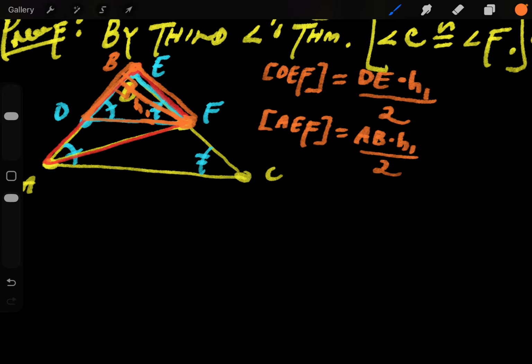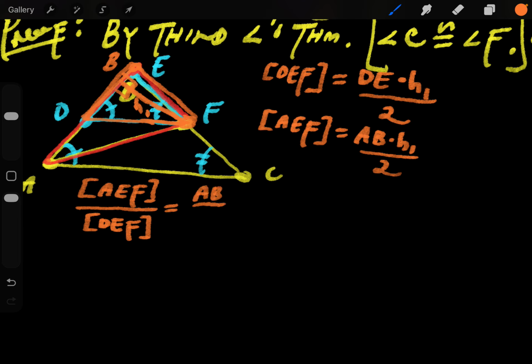And then what you do is you divide these two areas. So you can say the area of triangle AEF divided by the area of DEF. We get a familiar ratio. Take your time, make sure you see why this is AB over DE. Make sure you see that you can do the division of fractions, this divided by this, or sorry, the other way around. So it's this one divided by this one.